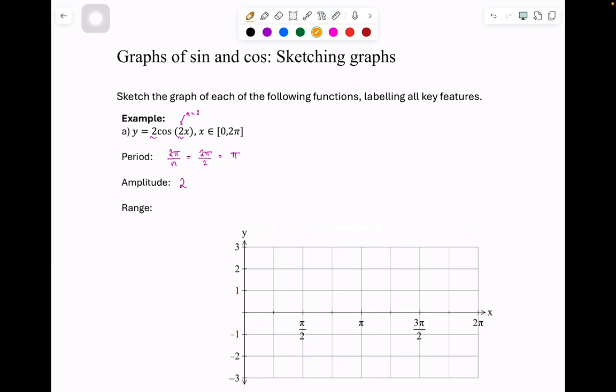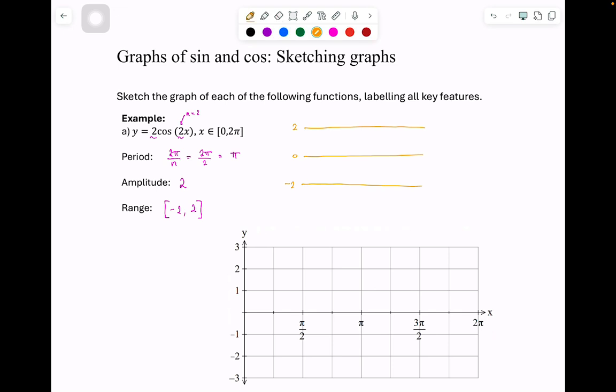Just based off these two, we can find our range. But first, let's draw out our mean line, our max line, which goes up to 2, and our minimum line, which goes down to negative 2. You can see here our graph therefore has a range of negative 2, which is our lowest number, and our highest number is positive 2.